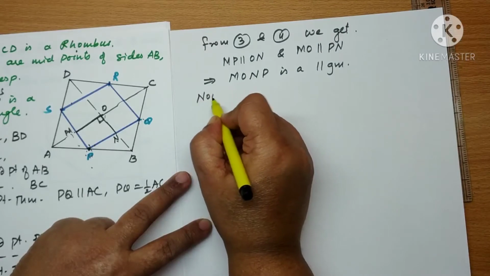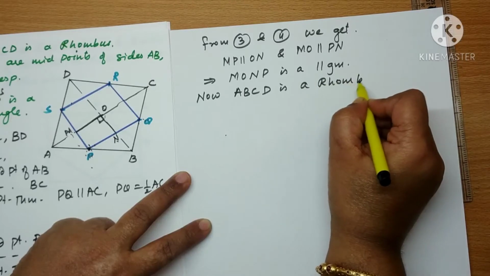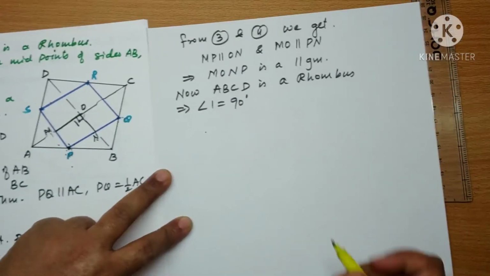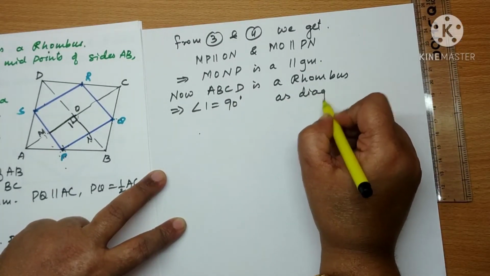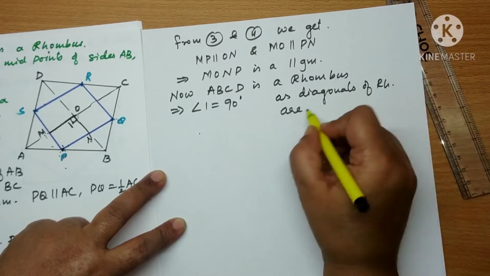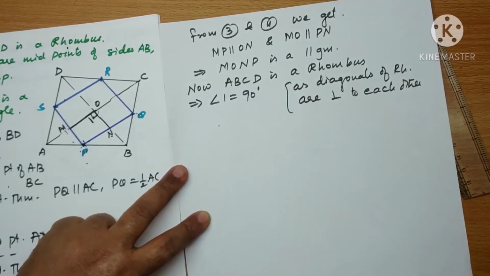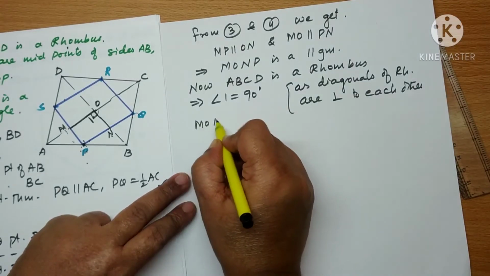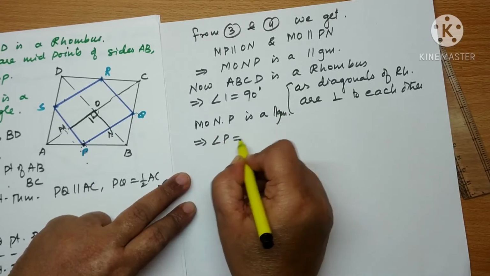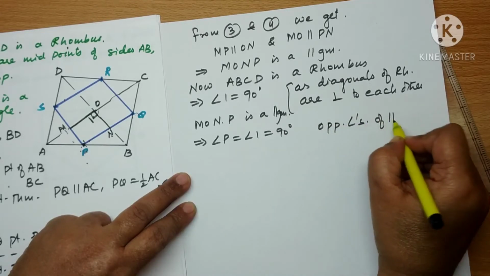Now ABCD is a rectangle and a rhombus. This implies angle 1 is 90. Let us call this angle 1, as diagonals of a rhombus are perpendicular to each other. So we have this angle 90. MONP is a parallelogram, which implies angle P is equal to angle 1, equal to 90, as opposite angles of a parallelogram are equal.